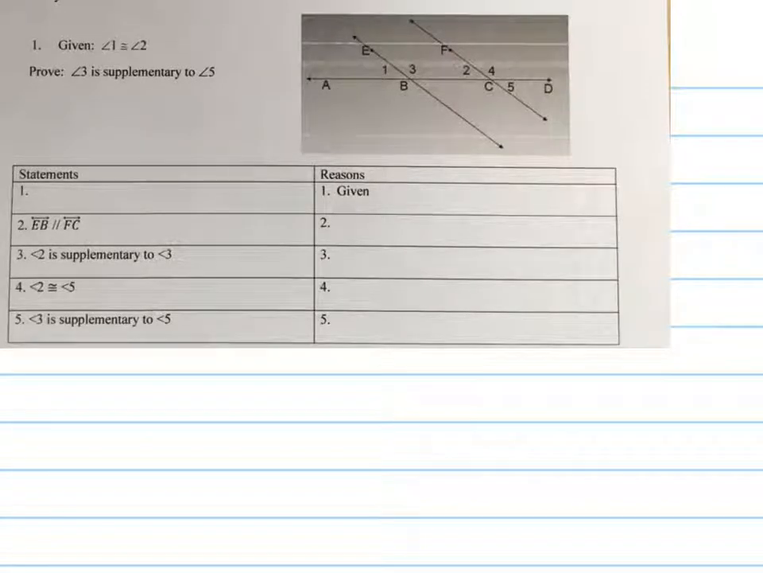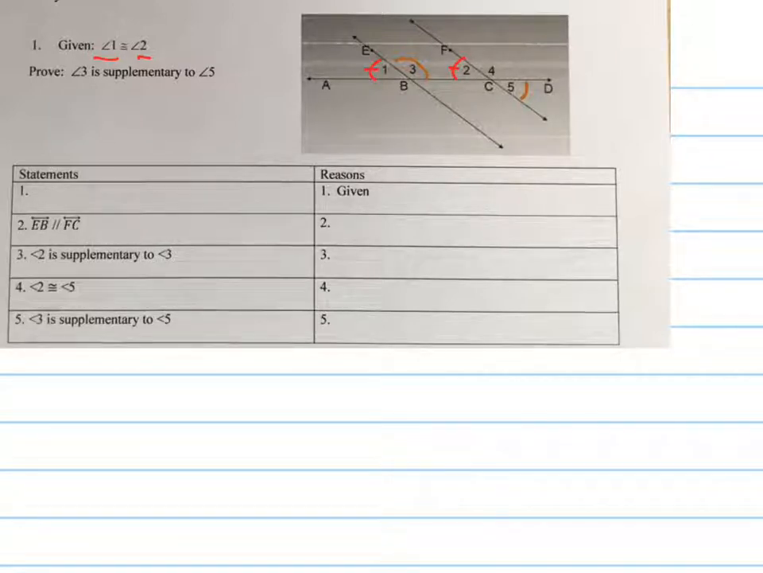Okay, so this wants us, given that angle 1 and 2 are equal to each other, so always write it in. Angle 1 and 2 are equal to each other. Prove that 3 is supplementary to 5. So they want us to prove that this one here and this one here add up to 180. That's what supplementary means. And they even gave us the statements. They just want us to write the reasons down.